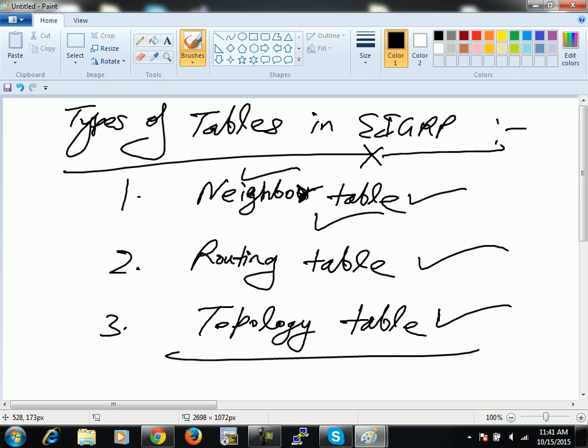And in the routing table you can have three types of routes in EIGRP. First, internal route. Second, external route, meaning redistributed routes. And third, summary routes, because you can also configure summarization in EIGRP. For internal route, by default its AD value is 90. For external it is 170. For summary it is 5.